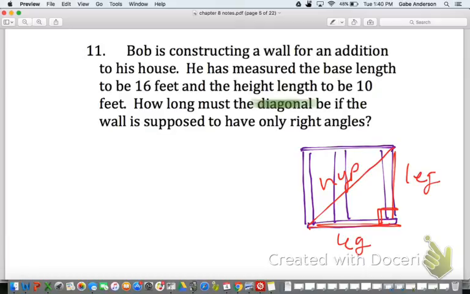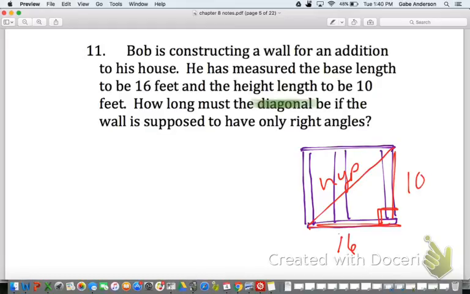It's going straight up and down. Make sense? Okay, so let's take a look at what we got here with Bob. Bob is constructing this wall for an addition to his house. He has measured the base length to be 16 feet. So you should draw a picture here with me. Okay, so Bob has gone with a 16-foot long wall, and he has a height of 10.